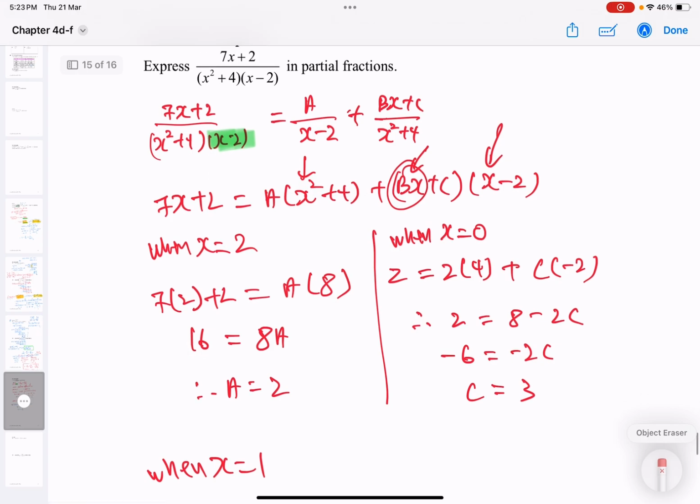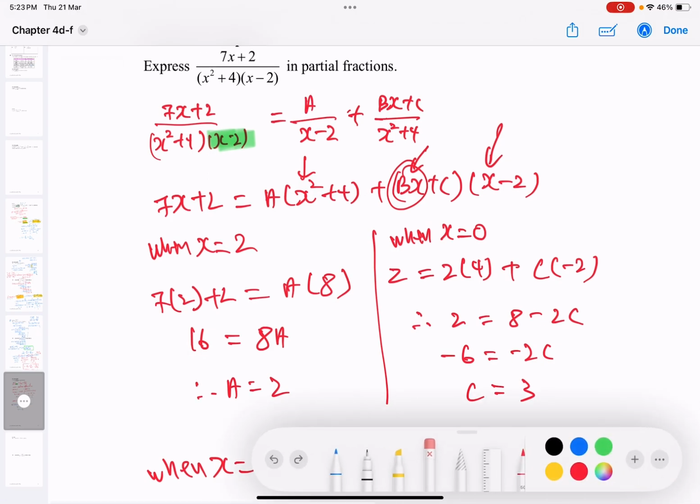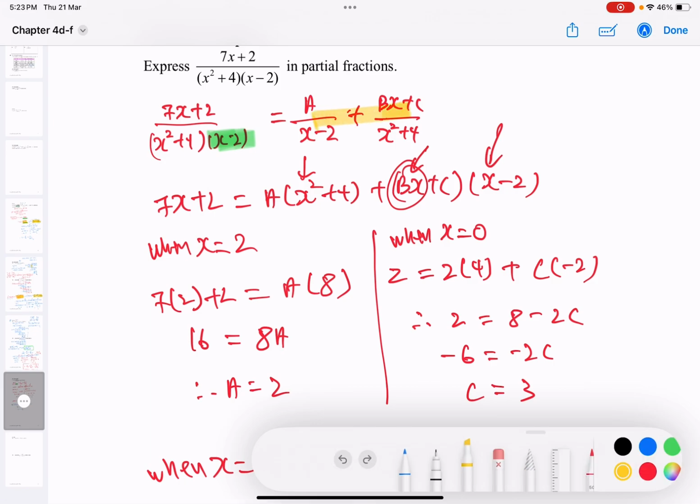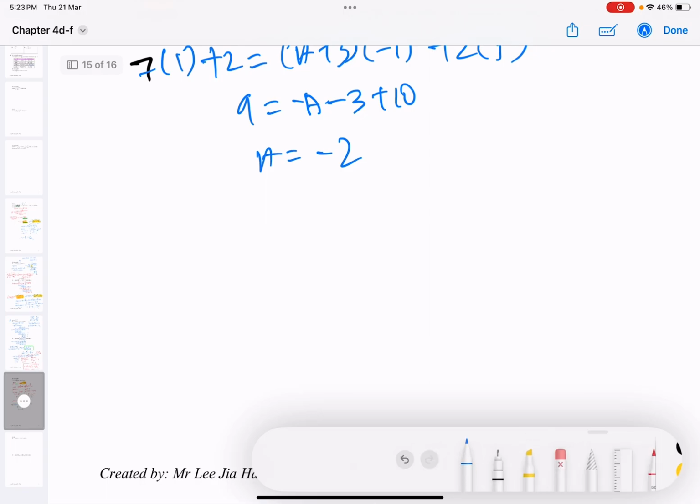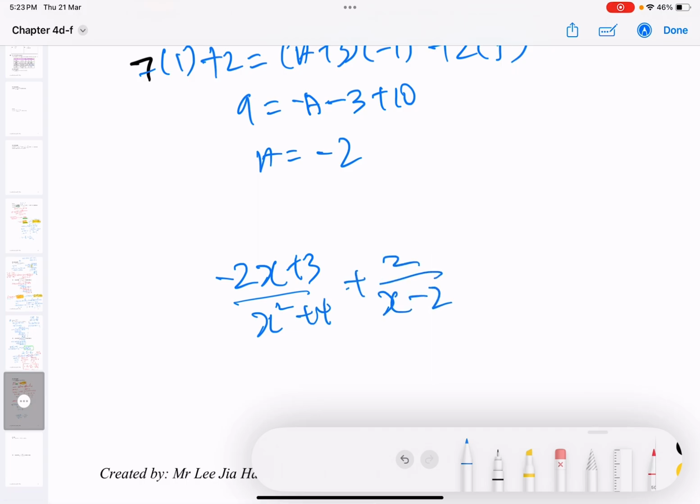Okay, so you just need to substitute in the values of A, B, and C in the above, and you get your final answer. You should express your final answer as negative 2x plus 3 over x squared plus 4, plus 2 over x minus 2. This is your final answer when you decompose it into partial fractions.